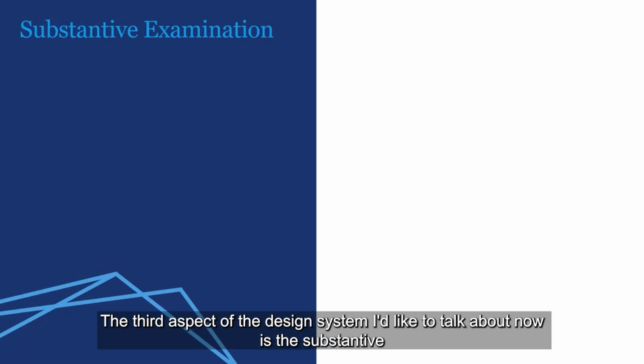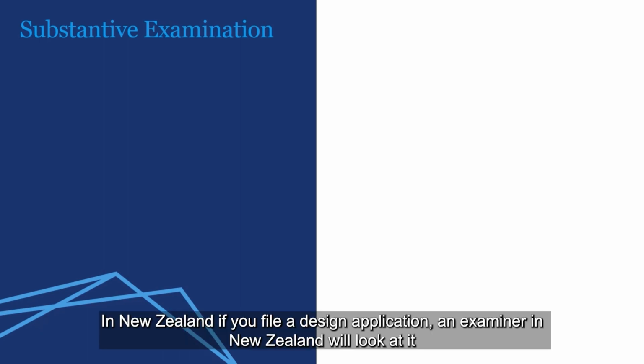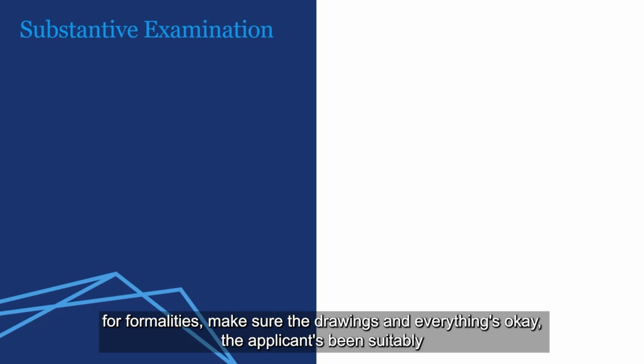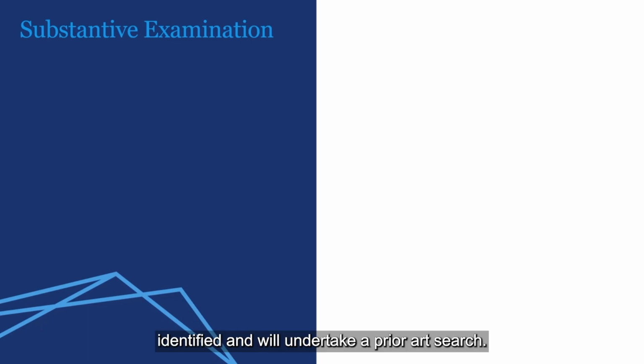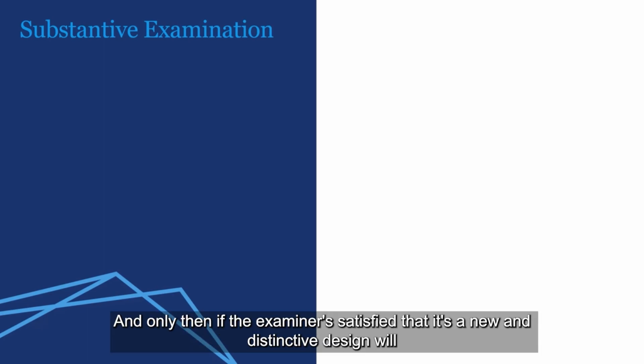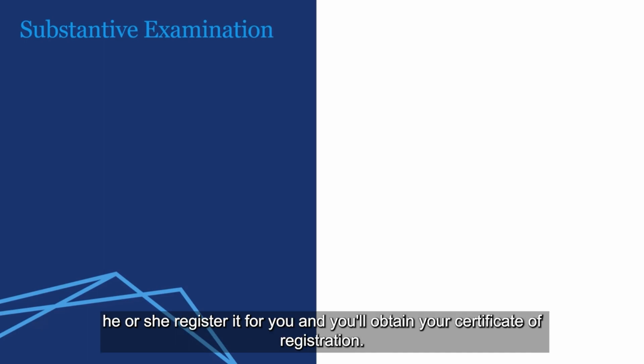The third aspect of the design system I'd like to talk about now is the substantive examination process in Australia. In New Zealand, if you file a design application, an examiner in New Zealand will look at it for formalities, make sure the drawings and everything's okay, the applicant's been suitably identified, and will undertake a prior art search. And only then, if the examiner is satisfied that it's a new and distinctive design, will he or she register it for you, and you'll obtain your certificate of registration.